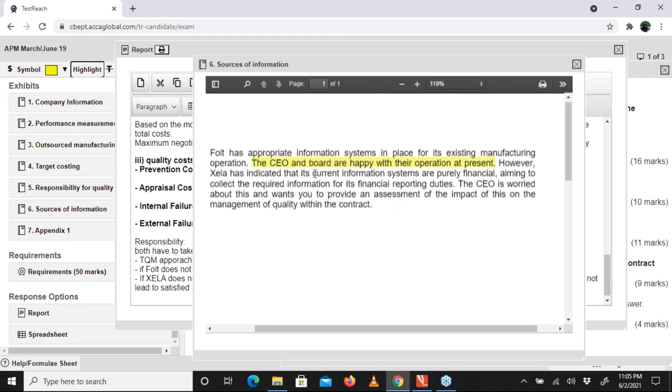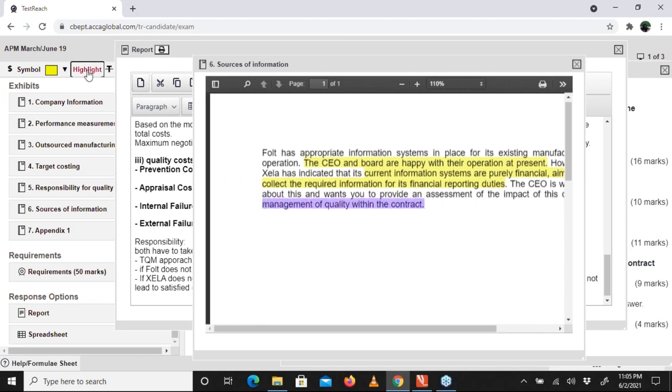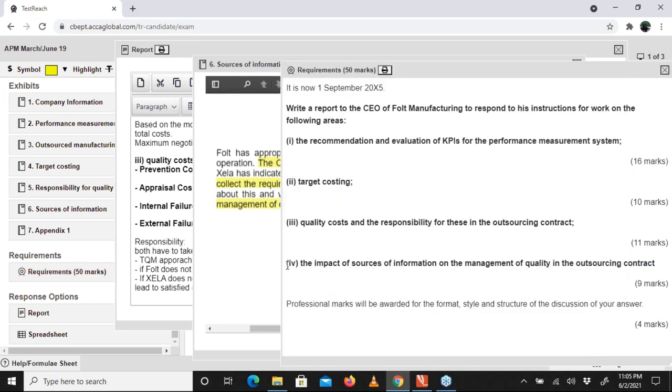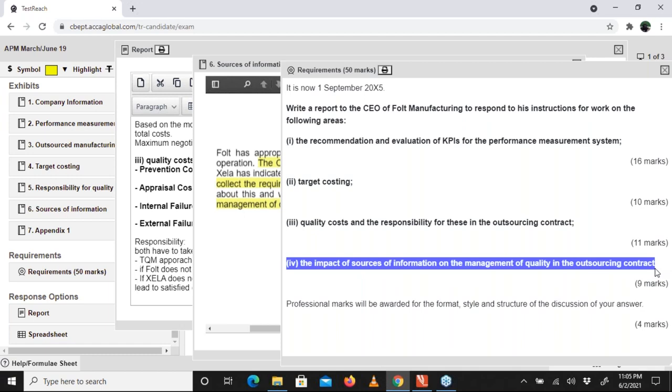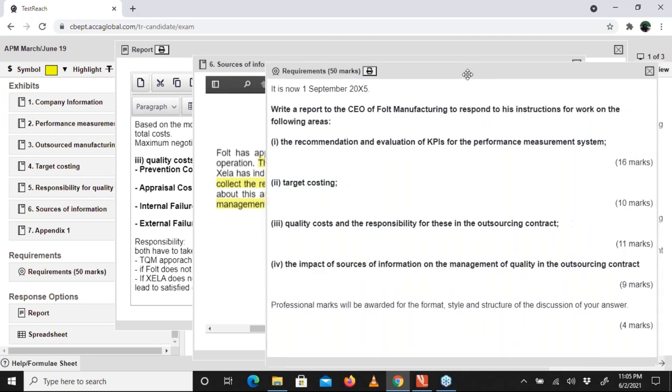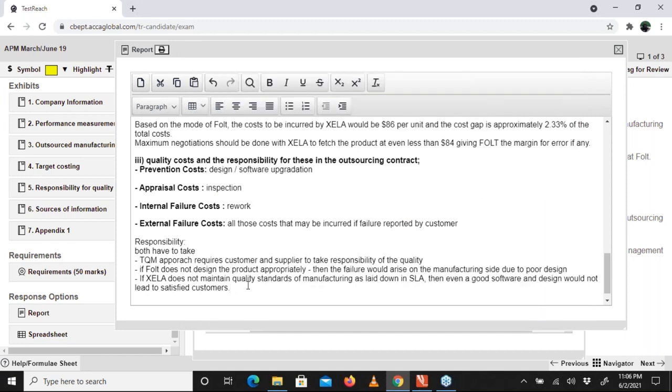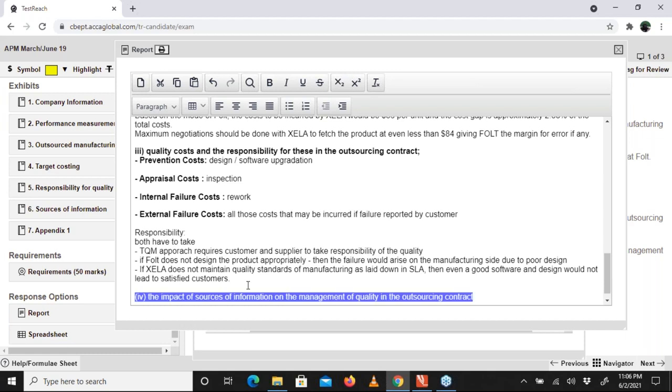However, Zila has indicated that its current information systems are purely financial, aiming to collect required information for its financial reporting duties. The CEO is worried about this and wants you to provide an assessment of the impact of this on the management of quality within the contract. So what do we need to do? The impact of the sources of information on the management of quality in the outsourcing contract. Now let's try to have an understanding.